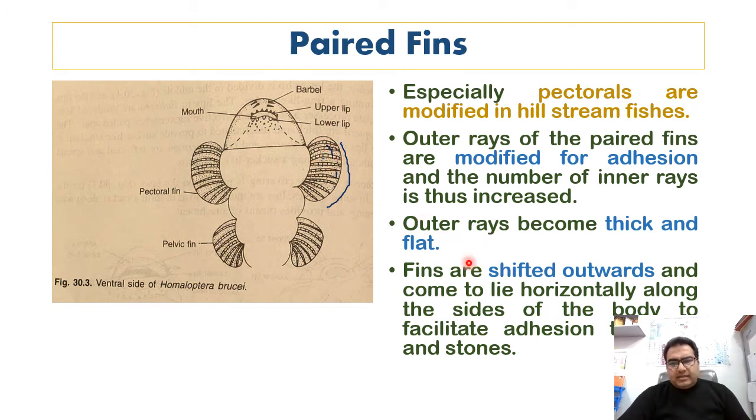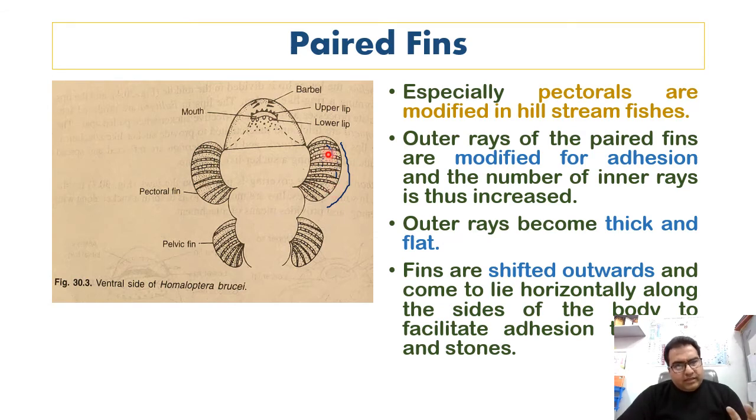The outer rays become thick and flat. The fins are shifted outwards, and they come to lie horizontally along the sides of the body so that they can facilitate adhesion. They are broader in the case of hill stream fishes. The outer rays are thick and flat and serve for adhesion, while the inner rays are directed upwards against the sides of the body and are kept in motion.